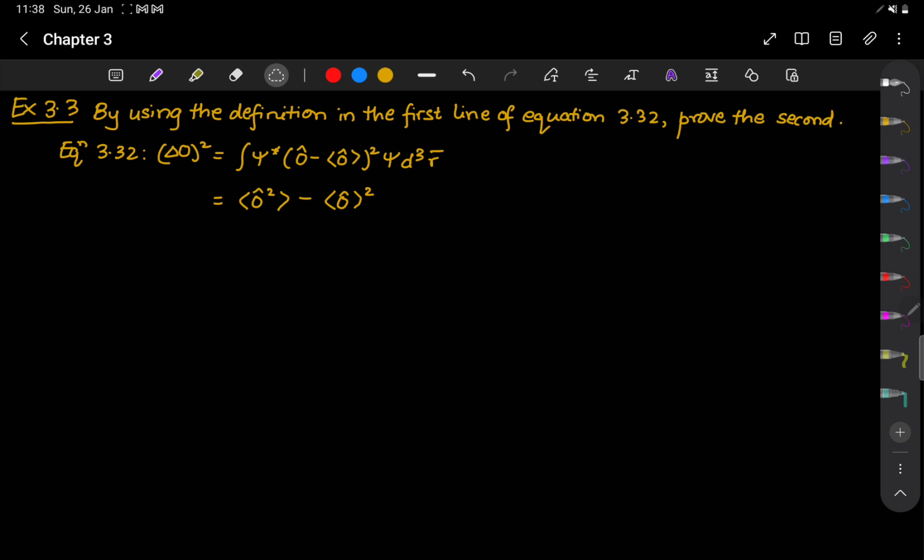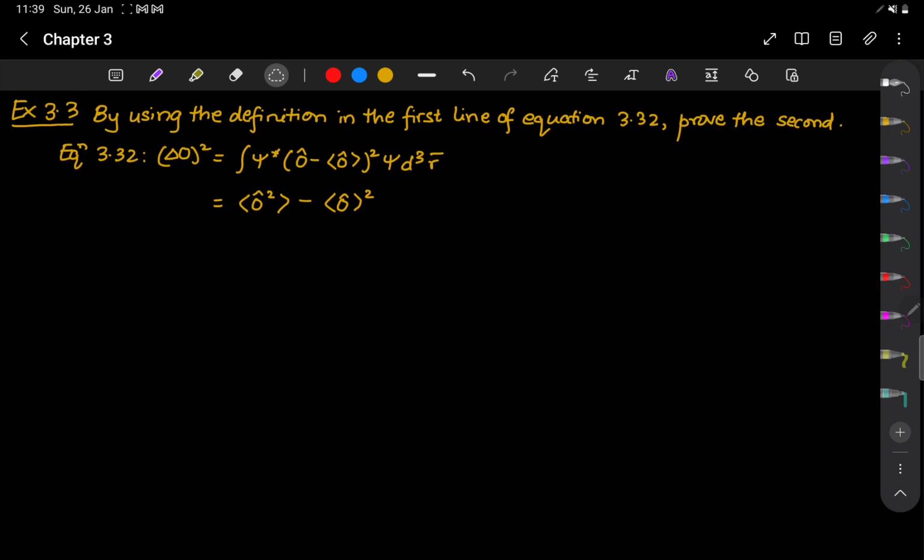This is question number 3 of the quantum mechanics chapter from the Quantum Optics book by Mark Fox. Here it says, by using the definition in the first line of equation 3.32, prove the second. And I have written down equation number 3.32 over here for all of you.